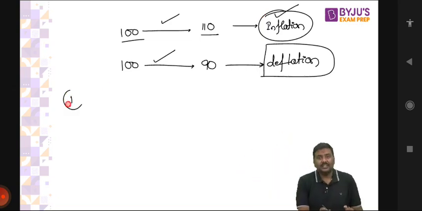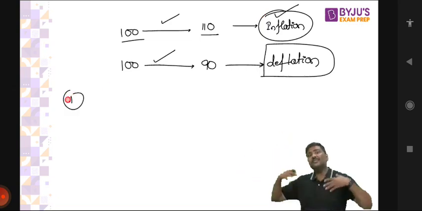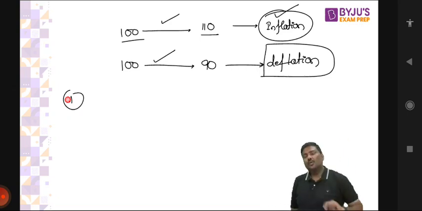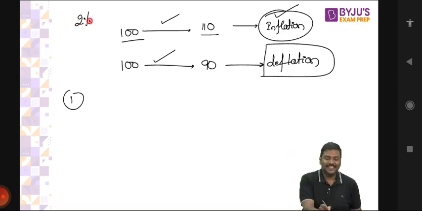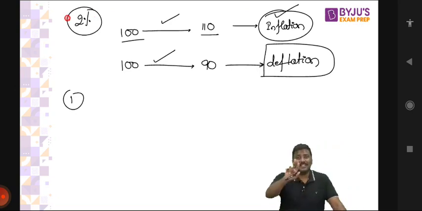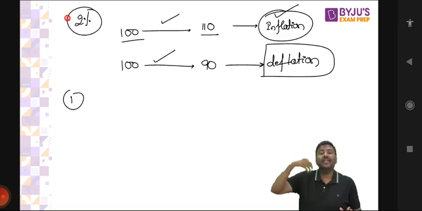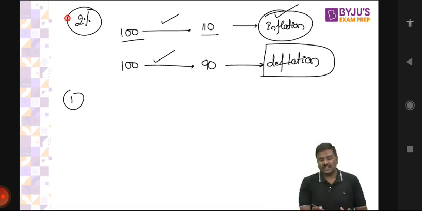But again, inflation should not be very high either. Should not be 10%, should not be 20%. What is the target for us in India? The target for us in India is 4%. What is the target of inflation in the USA? 2%. Remember this. The Federal Reserve, which is equivalent to the RBI, has a target of 2% inflation in the USA. In India, we have a target of 4%. So point number one, why is inflation necessary? It indicates growth in the economy.